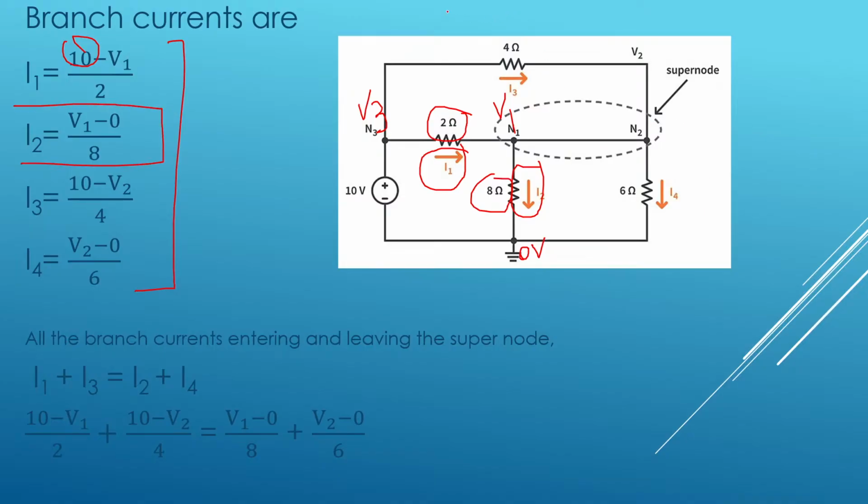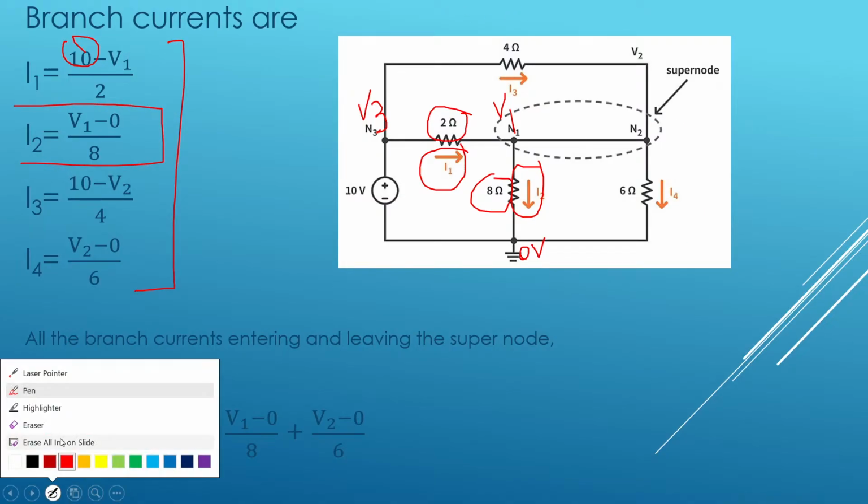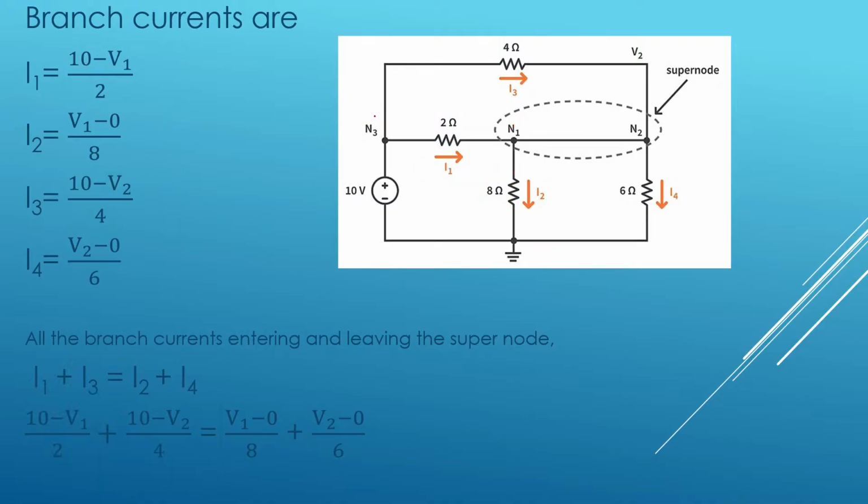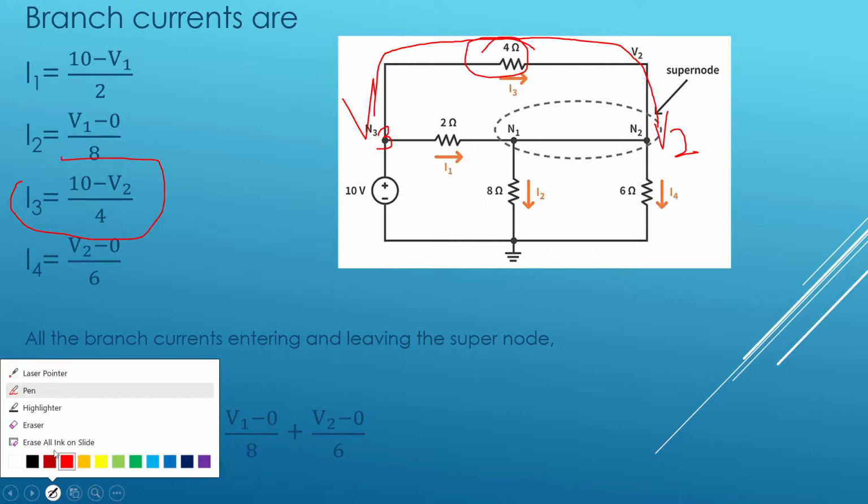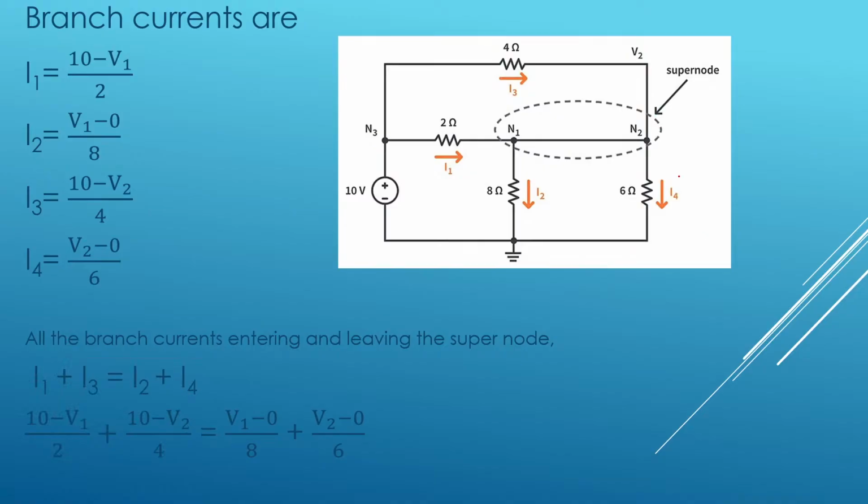Similarly, what about the I3 current? This current is traveling from V3 to V2, and V3 is 10, so I3 is 10 minus V2 divided by 4. Next, what is left over? I4 current. This is V2, so I4 is V2 minus 0 divided by 6. These are our branch currents.